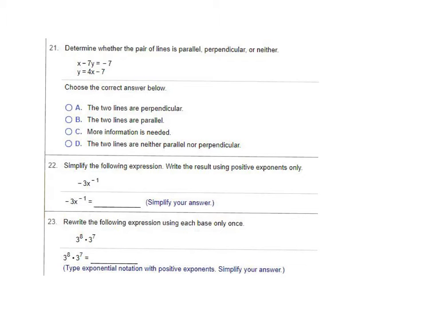All right, so continuing on with number 21, it asks us to determine whether the lines are parallel, perpendicular, or neither. What I'm going to need to do with this first equation, x minus 7y equals negative 7, is put it into slope-intercept form so I can see what the slope is. I'm going to move the x over to the other side, make it negative x, and then divide everything by negative 7, being very careful with my signs. So I'm going to have y equals negative over negative is a positive 1/7 x plus 1.